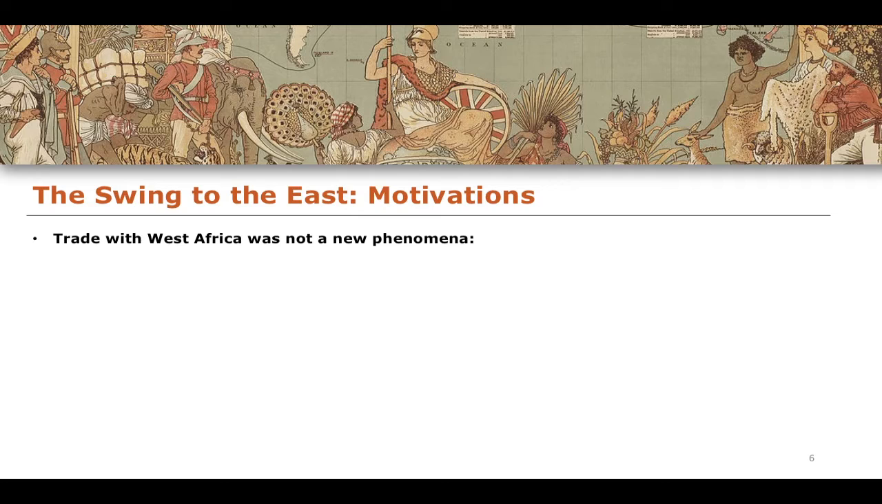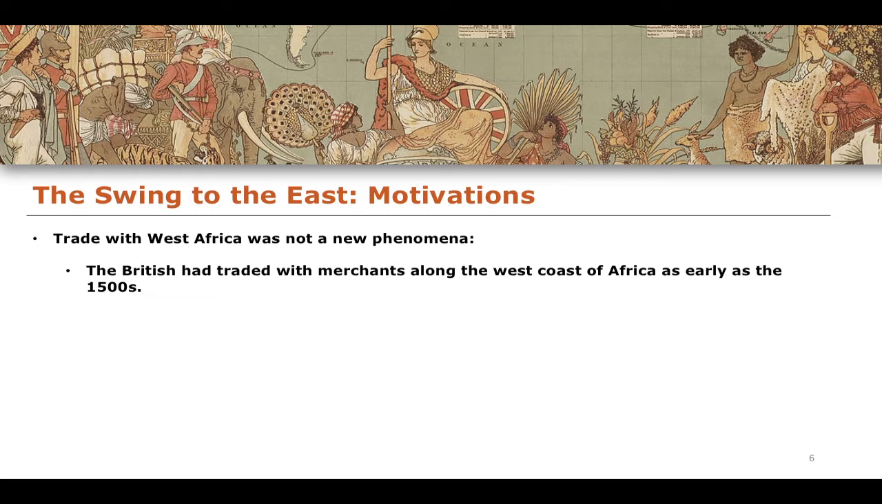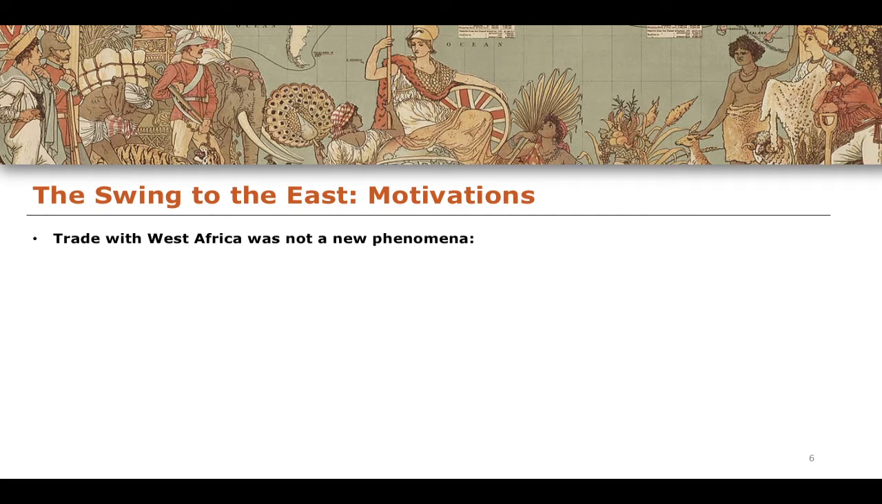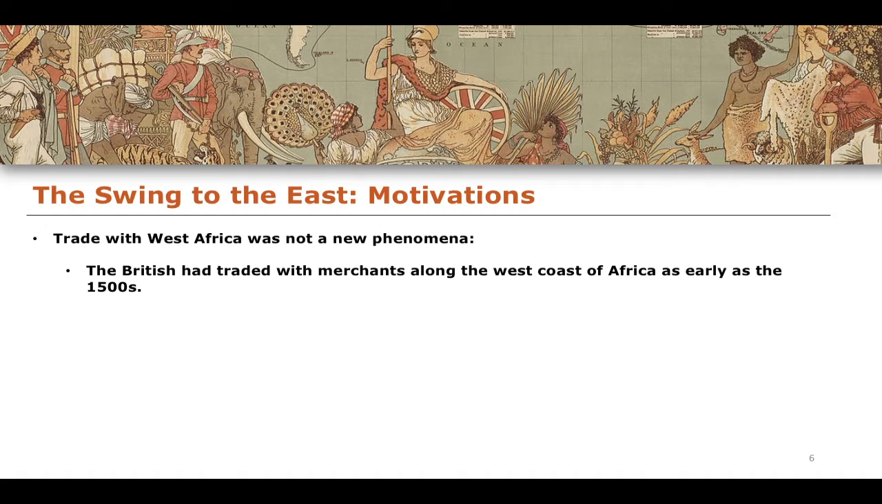A further element, where we talk about the swing to the east and the motivations for it, continuing with the economic motivations, was this idea of trade with West Africa. This was not a new phenomenon. Trade with West Africa had existed for a very long time. The British had traded with merchants along the west coast of Africa as early as the 1500s, and the main reason for this was to acquire rare minerals and goods.